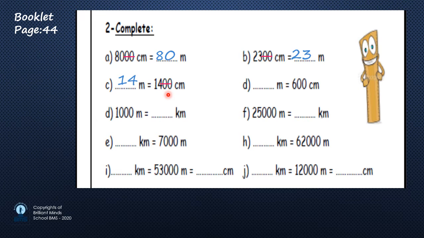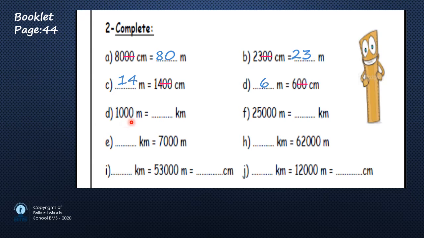Okay. Number D, space meter equal 600 centimeter. Again, which part we gonna use to move from it? It will be 600 centimeter. Okay. Multiply or divide? What do you think, my dears? We're gonna divide. Super. Divide means cancel zeros. How many zeros we gonna cancel here? We're gonna divide it by 100, and the 100 has 2 zeros, so we're gonna cancel only 2 zeros. We cancel 2 zeros. What left? 6. Put 6 in the space.